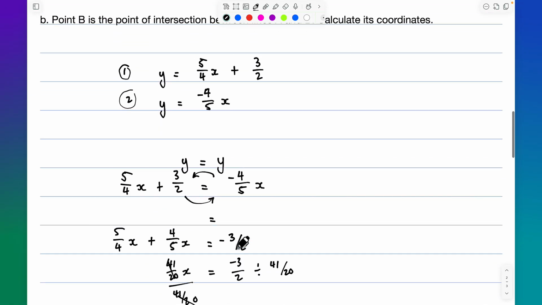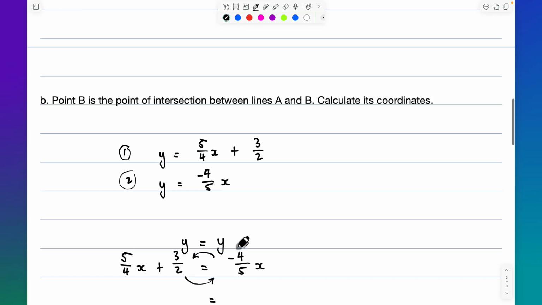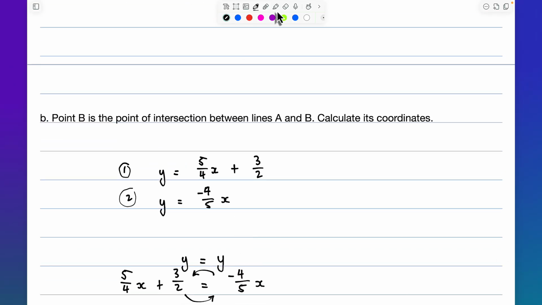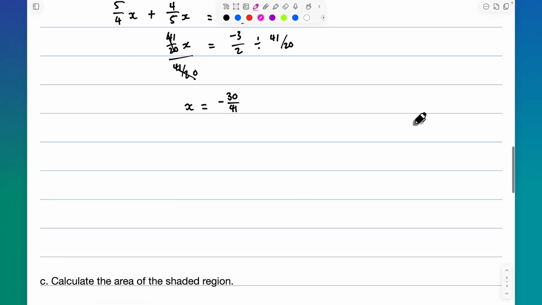Now, this is not the end of the question, because if we go back to the actual question, it says calculate its coordinates. The word coordinates is an important thing to remember, especially for your exam, because a lot of students will calculate the x or the y and then leave it. But remember, the word coordinates means you have an x value and a y value. So they're actually asking for your x and your y for that specific point. We found the x. Now let's find the y.